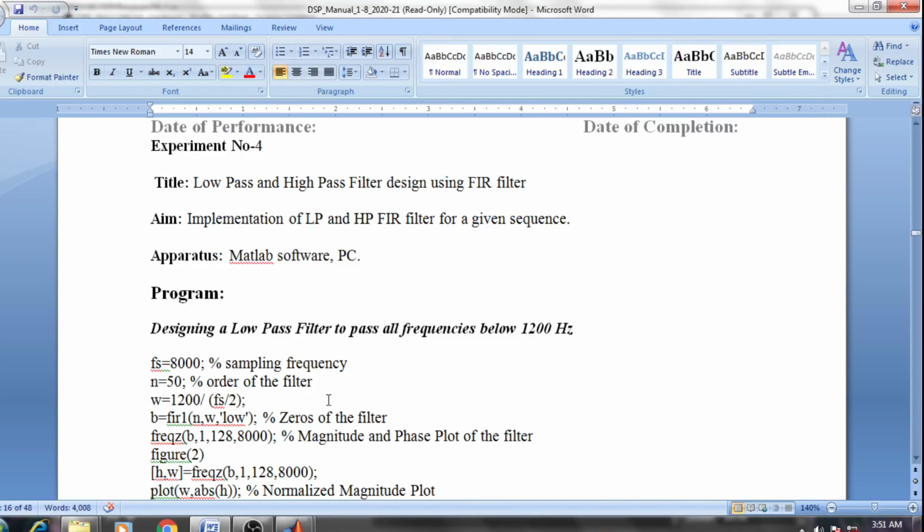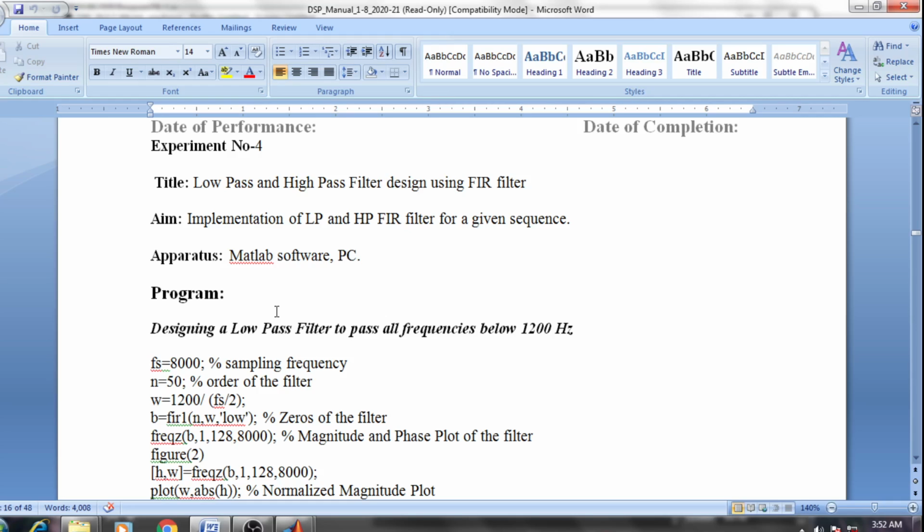Today we are going for experiment number 4 of Digital Signal Processing Lab. Now, what is the title? We are going to perform low pass and high pass filter design using FIR filter. We already learned how to design low pass, high pass, band pass, and band stop filters using FIR filters. Out of that, in this experiment, we do low pass and high pass filter implementations with MATLAB.